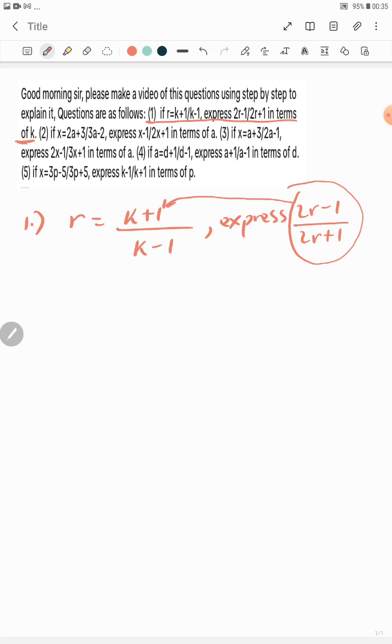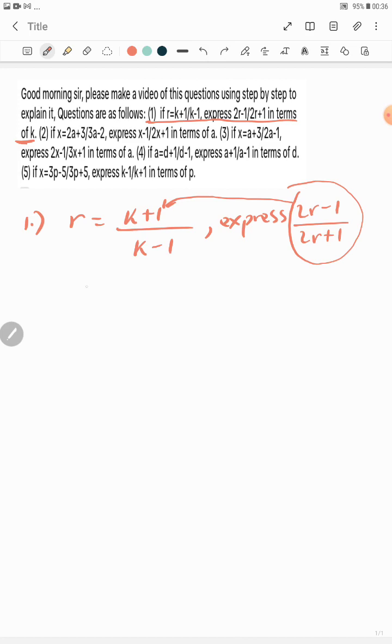So let me say that again. We have been given what R is. So if R equals this, express. This is the command, and this is what the question wants us to focus on. But when we are expressing this, our answer being left in terms of K means that the only unknown allowed to appear in our final answer is K. That will be possible when we substitute the value we have been given for R here. So let's attempt that now.